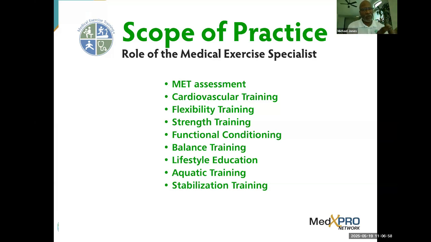That is going to become bigger and bigger over the next 20 years, and you will be able to get paid from insurance carriers for that. We talk about that in the Cracking the Code manual and also in our MES revenue services system. You also can provide aquatic training and stabilization training.